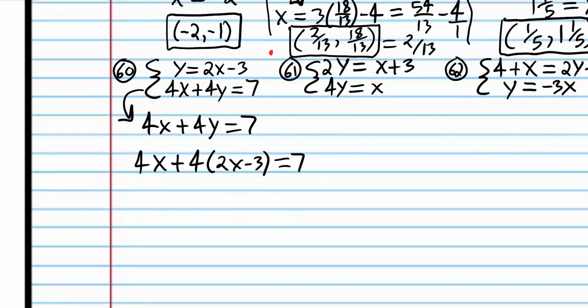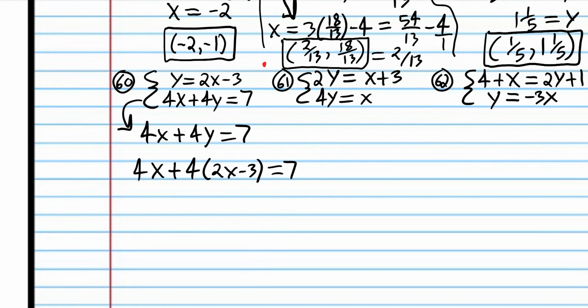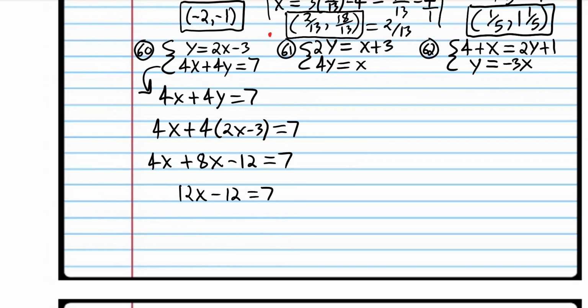And now I have an equation with parentheses, so the first thing to do is get rid of the parentheses using distribution. So I'll just rewrite the 4x, then we get 4 times 2x is 8x, and 4 times negative 3 is negative 12. And then 4x plus 8x is 12x. And then we're going to add 12 to both sides and divide both sides by 12, and we get x is equal to 19 over 12.